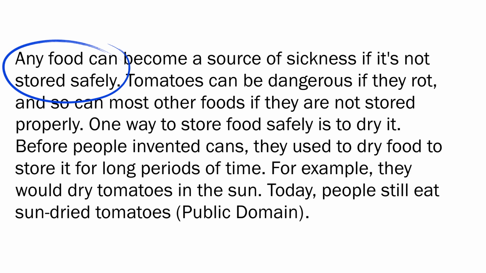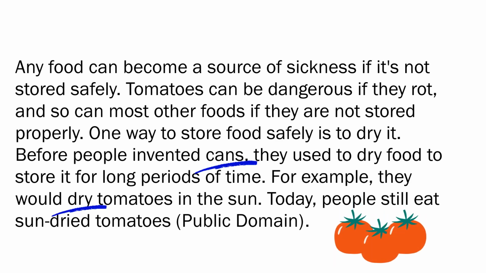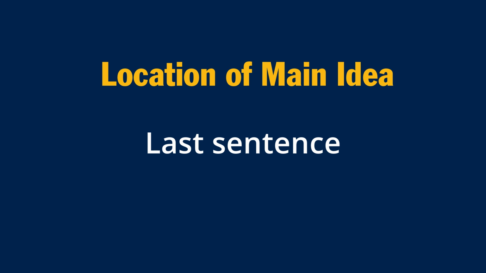The passage gives an example of tomatoes. They can be dangerous if they aren't stored carefully. The passage also discusses ways people would preserve foods to prevent sickness, such as canning and drying. Topic plus point equals main idea. I can tell that the main idea is that any food can be a source of sickness if it is not stored correctly. The main idea can also be located at the end of the paragraph.